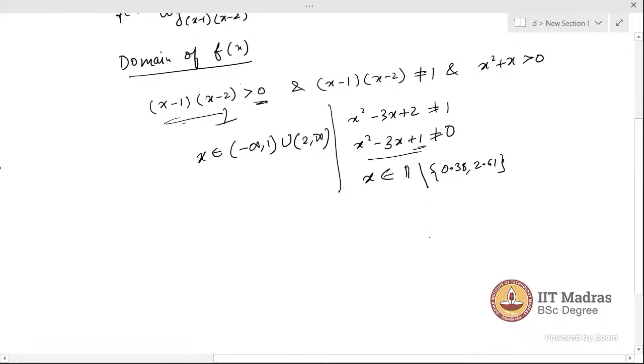Sir, we can find the root directly also because it is factorable. No, but when you do that, it should be equated to 0, isn't it?